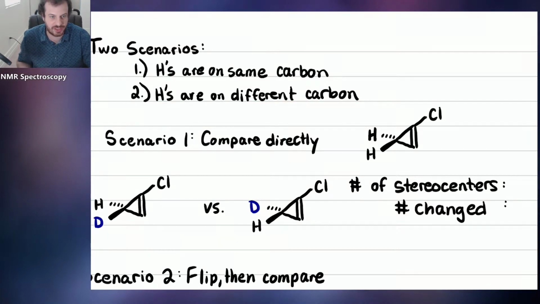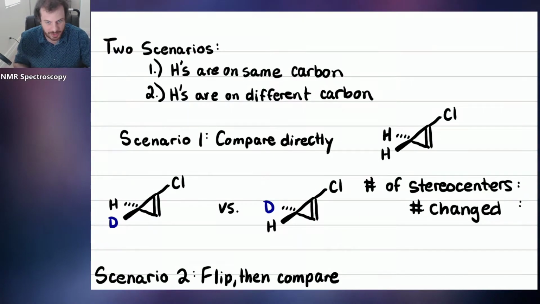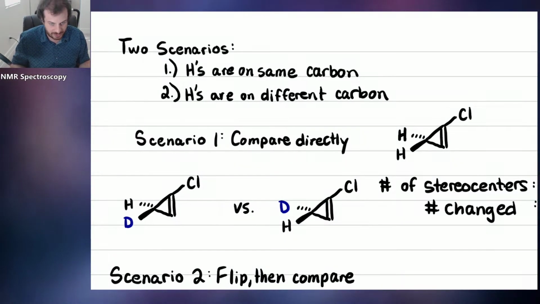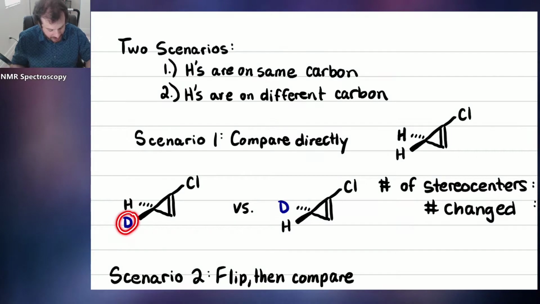Okay, so let's take a look at scenario one. Let's say I ask you to find the relationship between these two hydrogens on this molecule here. In scenario one, when the hydrogens are on the same carbon, you just do the substitution test and compare directly, okay? So let's take a look. We'll replace one of the hydrogens with a D, then we'll replace the other hydrogen with a D. Now pause the video really quickly, if you like, and try and figure out what's the relationship between these two compounds. Are they the same compound? Are they enantiomers, or are they diastereomers?